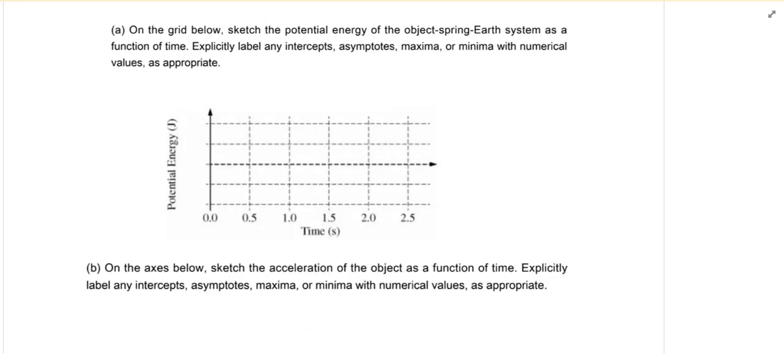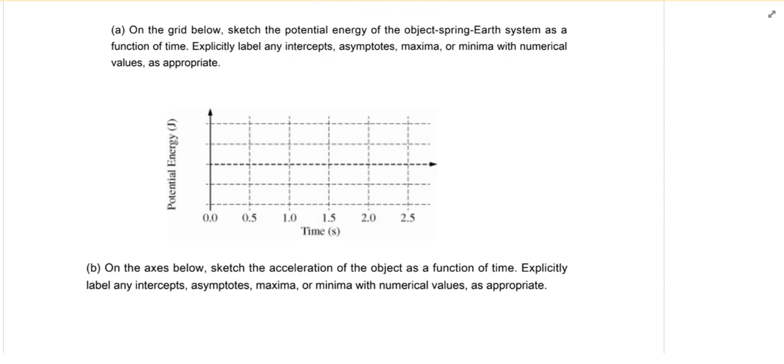The question asks for you to make a graph of potential energy as a function of time. And make sure you label any intercepts, asymptotes, maxima, minima, etc. And then the second part of the question is to graph the acceleration as a function of time.